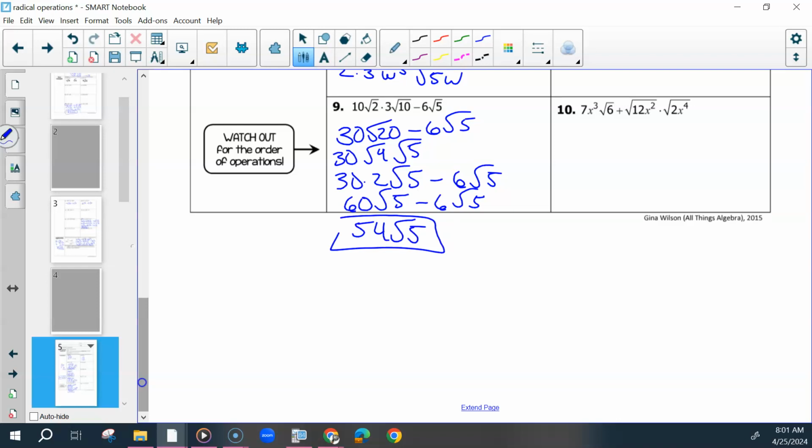So a lot of the times when you see multiplying, adding, and subtracting all together, you should be able to combine them at the end. Not all the time, though. It depends on the problem.